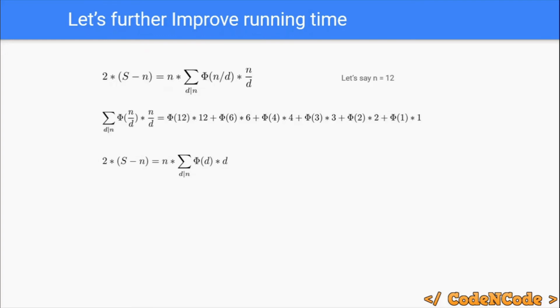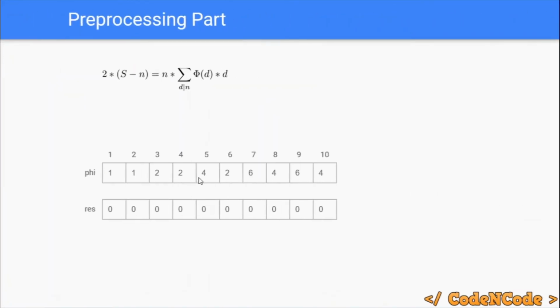So we are going to pre-calculate all of this, so we don't have to calculate this again and again. And how are we going to do that? Let me show you. Now see, first of all, we'll pre-calculate phi. Phi of 1 is 1, phi of 2 is 1, phi of 3 is 2, and so on. First we will calculate phi using the sieve method in n log n, and then we are going to calculate this. We are going to pre-calculate this whole expression. How are we going to do that?